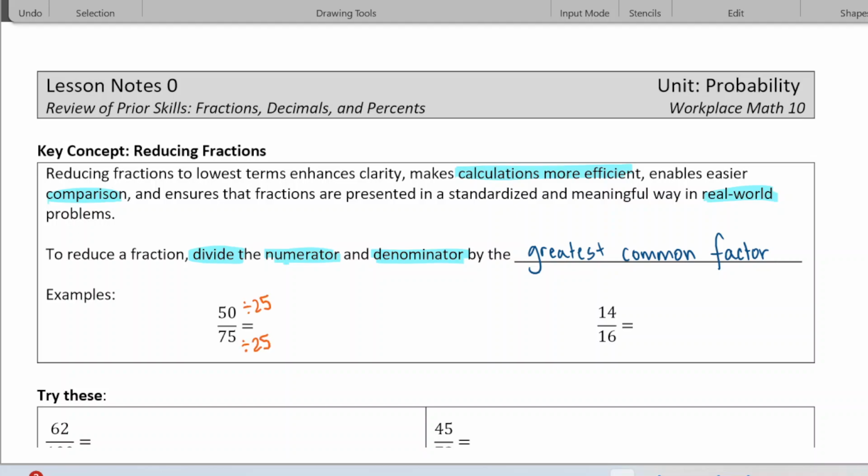And when you're reducing fractions, you want to make sure you do the same thing to the top and bottom. That way you're not changing the number, you're just writing it in an equivalent way. So that would give you 2/3.